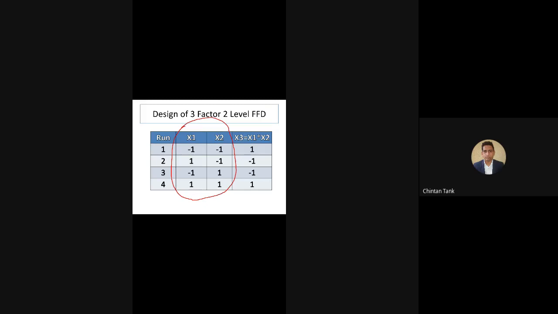Over here we can work with only 4 experiments, but at the cost of the interaction term, because x3 is equivalent to x1 into x2, so we will not get any idea about x3 separately from the x1 x2 interaction.